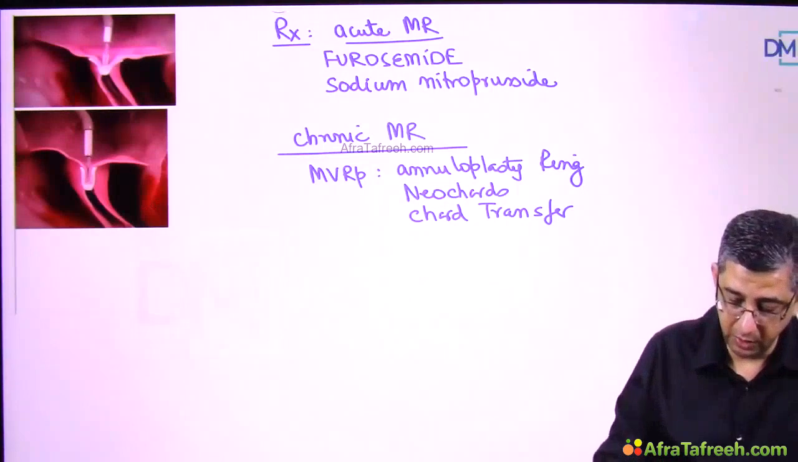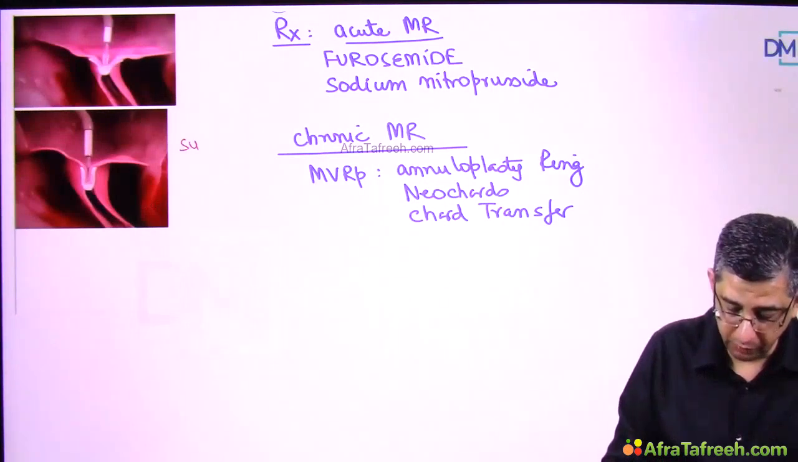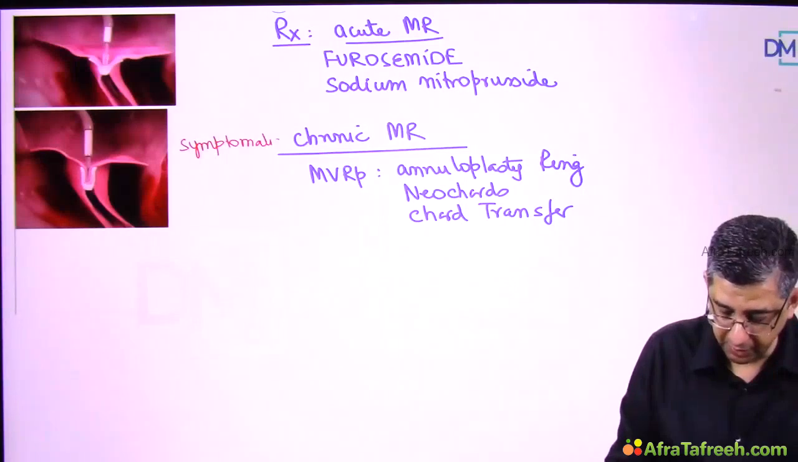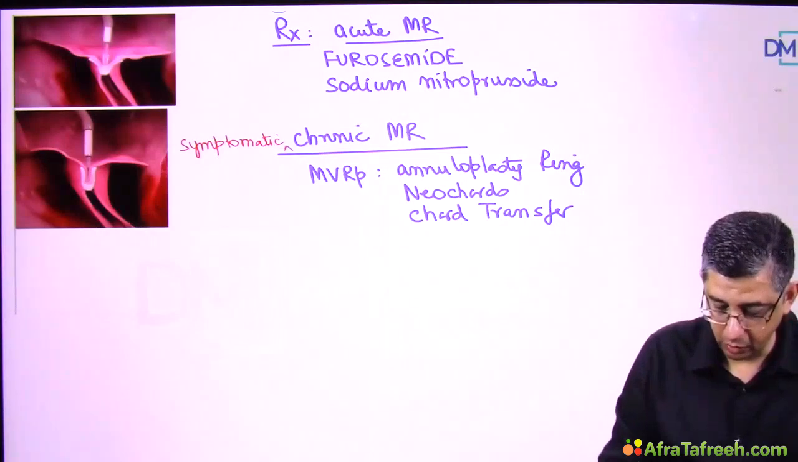Whenever the question says the word symptomatic patient of chronic mitral regurgitation, which is of the severe variety, then obviously this is the best answer.